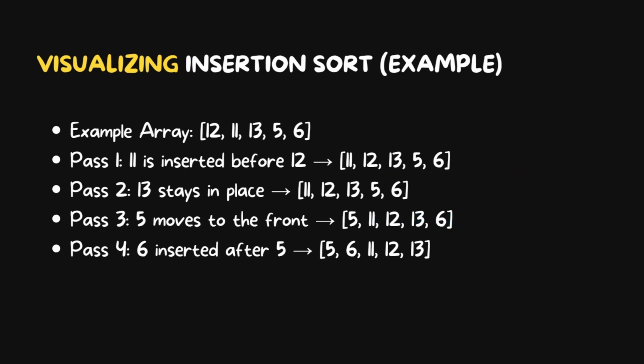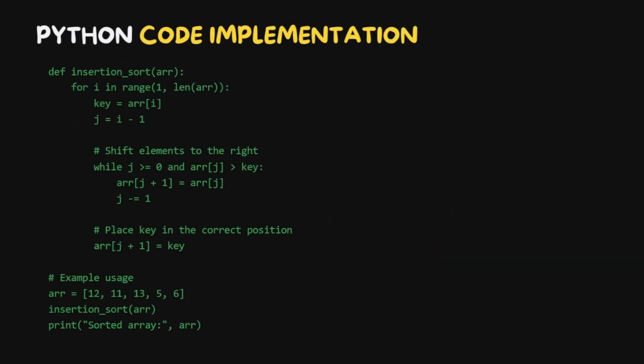Now that we understand the logic, let's implement this in Python. This is the Python code for insertion sort. Mainly, first we loop through the array starting from index 1. Then for each element, we compare it with the elements in the sorted section. After that, we shift the elements to make space. Then insert the current element in the correct position. Let's do a dry run of the code.